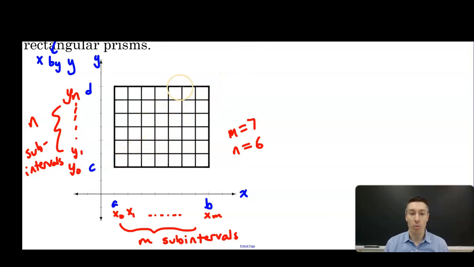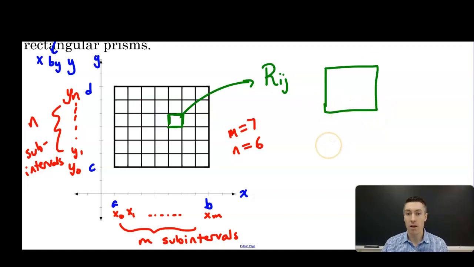Now let's focus on one of these subrectangles to talk about the rectangular prism that is above that subrectangle. Okay, so let's expand it out. So we'll call this rectangle ij. We'll just treat it as a general subrectangle of our rectangular region. So there is our subrectangle. As far as the dimensions of that subrectangle, we would have delta x and delta y, which is essentially the length of each subinterval along the x and along the y.